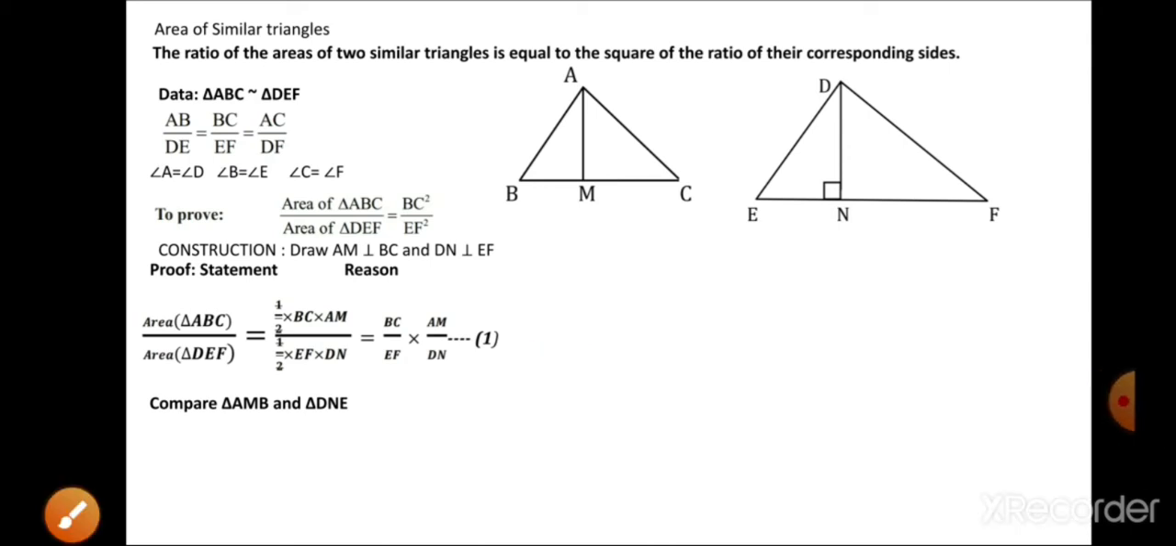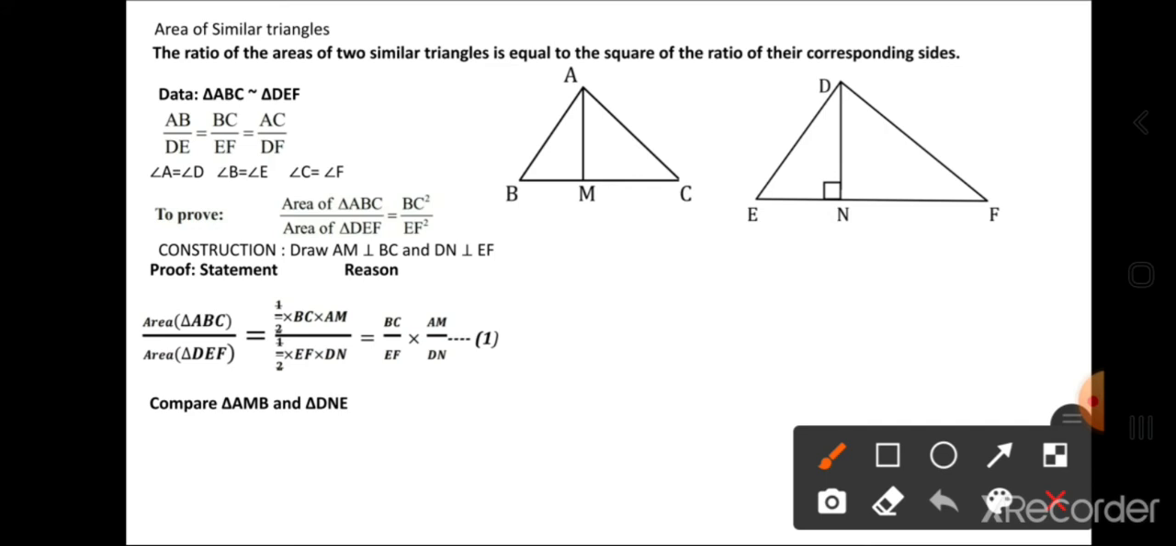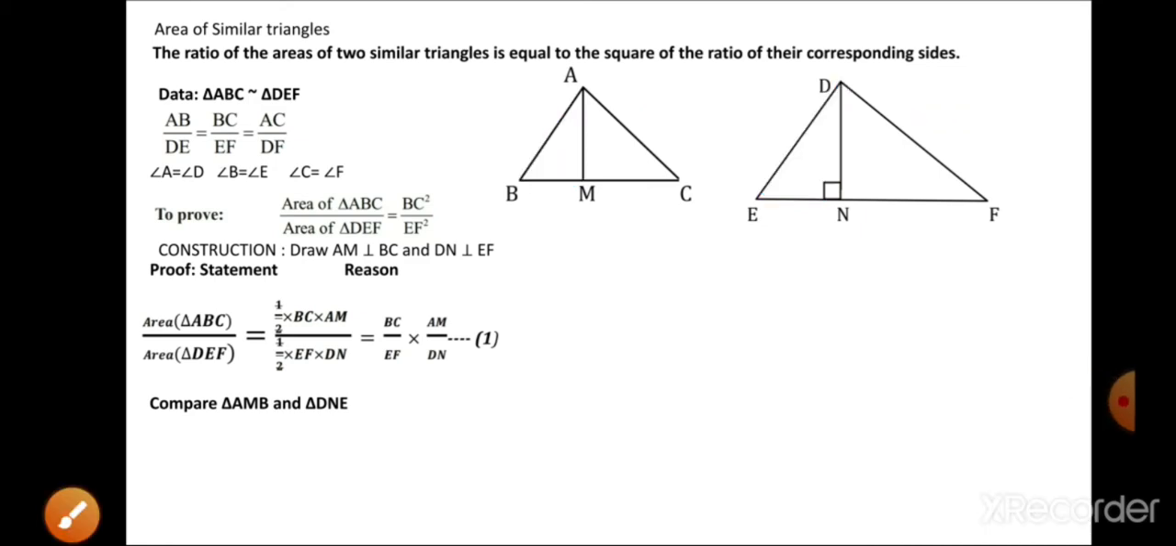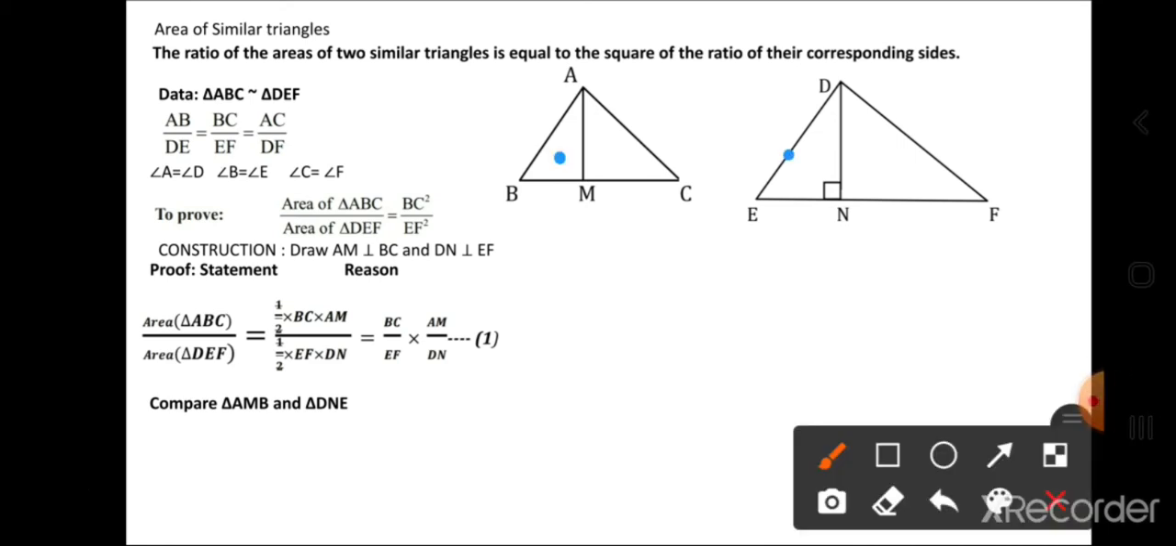The next step is to compare the left side of both triangles. In both triangles, on the left, we are going to consider ABM and DEN. You can also choose AMC and DNF; it's left to your wish. But here I have considered ABM and DEN, in order to show that these two triangles are similar to each other.